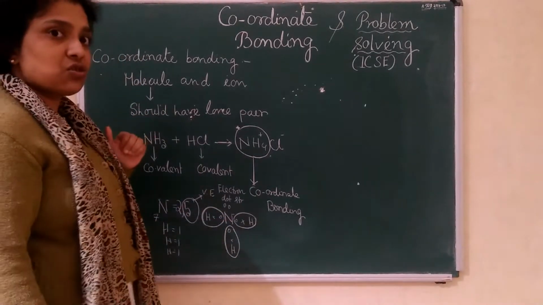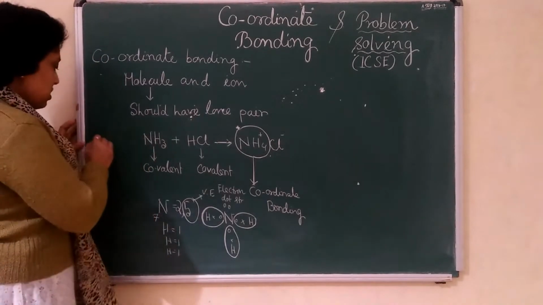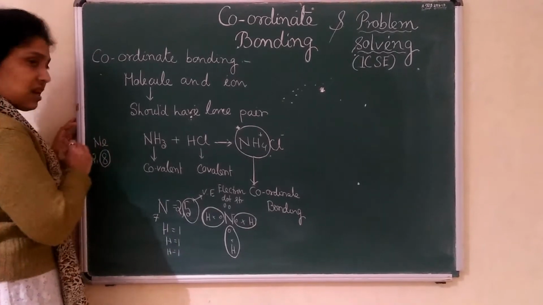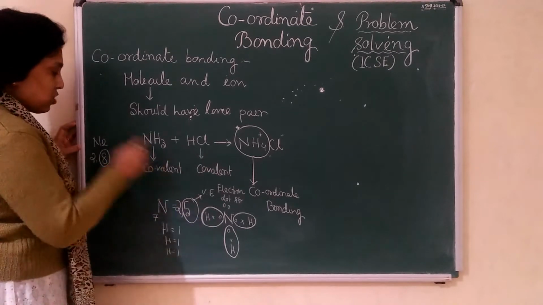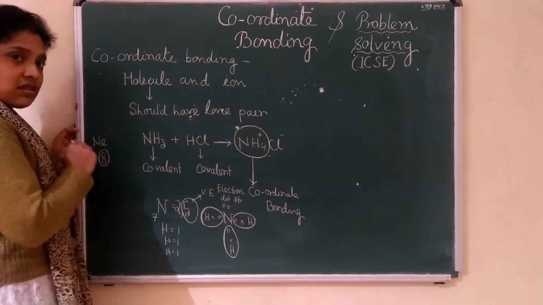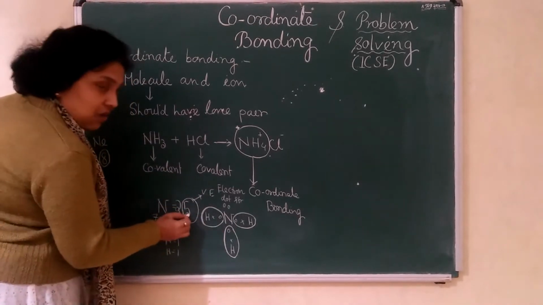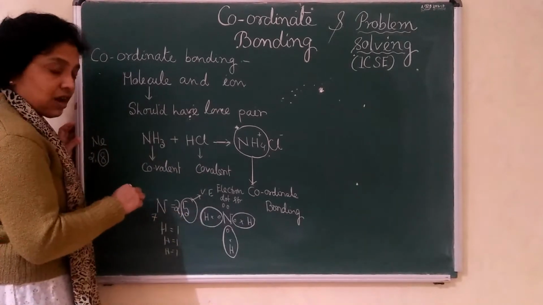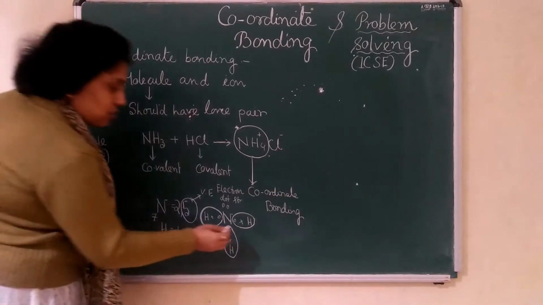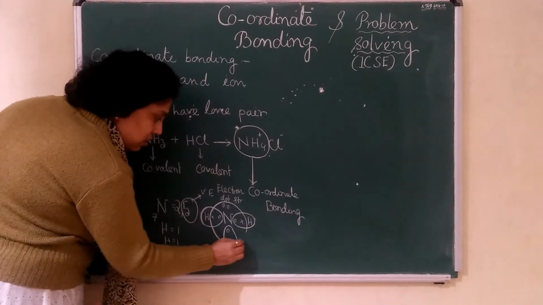Now nitrogen is near which inert gas? It is near neon. What is the configuration of neon? 2, 8. So the last shell has 8. So nitrogen will get the configuration of the nearest inert gas, neon. Nitrogen already has 2 and 5 is there, so 3 more are required. From whom? From 3 hydrogens. So now it is sharing all these electrons.